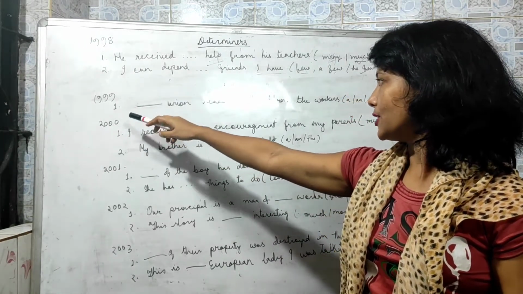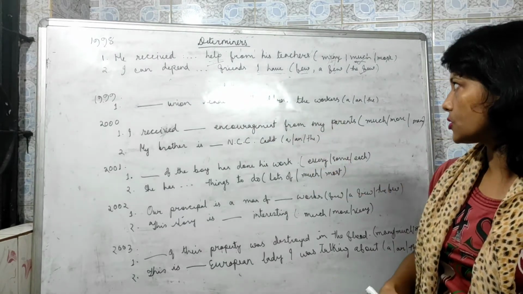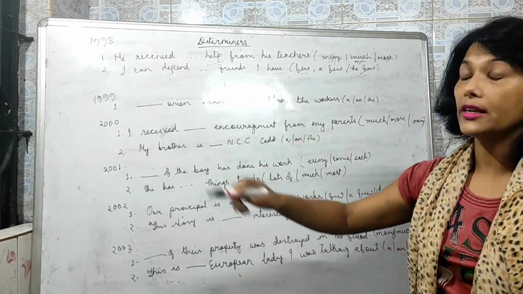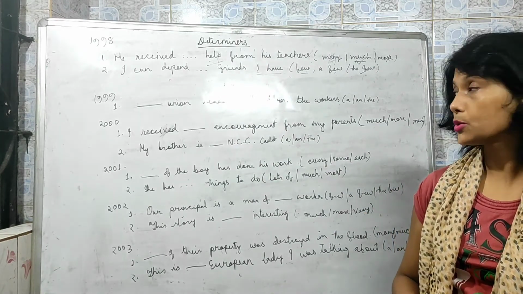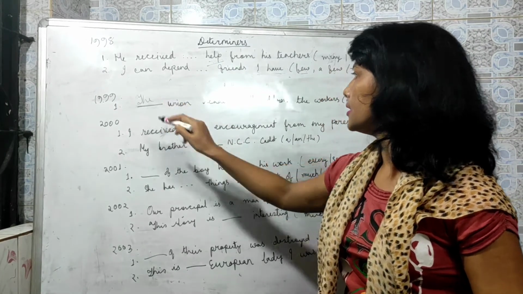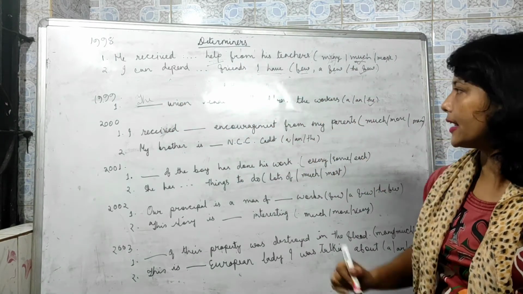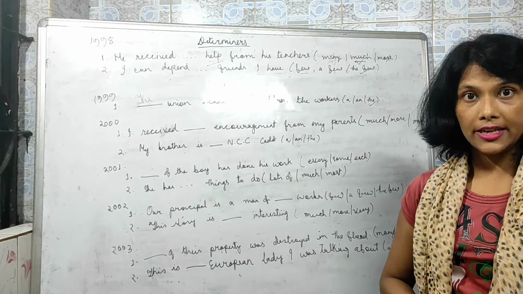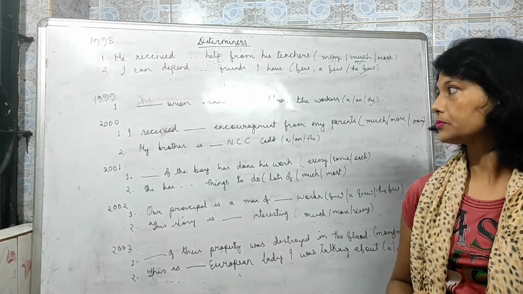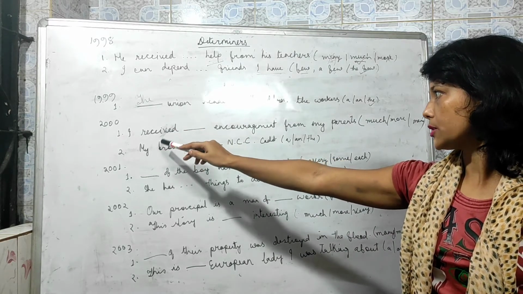1999, one question I have written down. Dash union leaders will address the workers. This is also a particular leader, so you will be using the. The union leaders will address the workers, not an. An will be indefinite, you don't know.